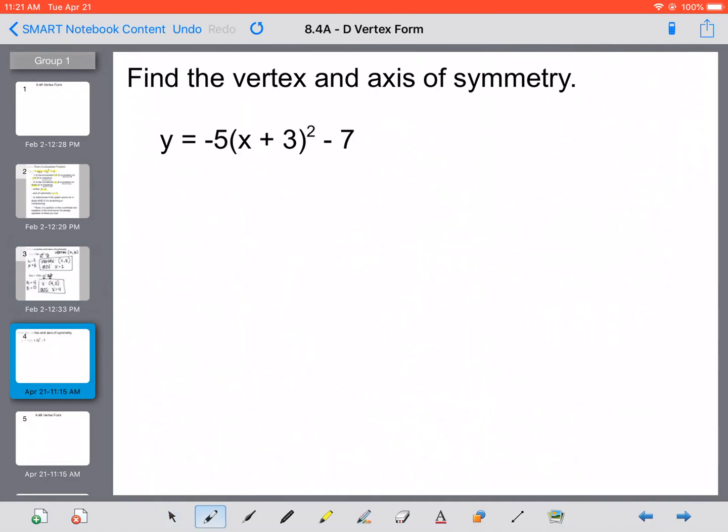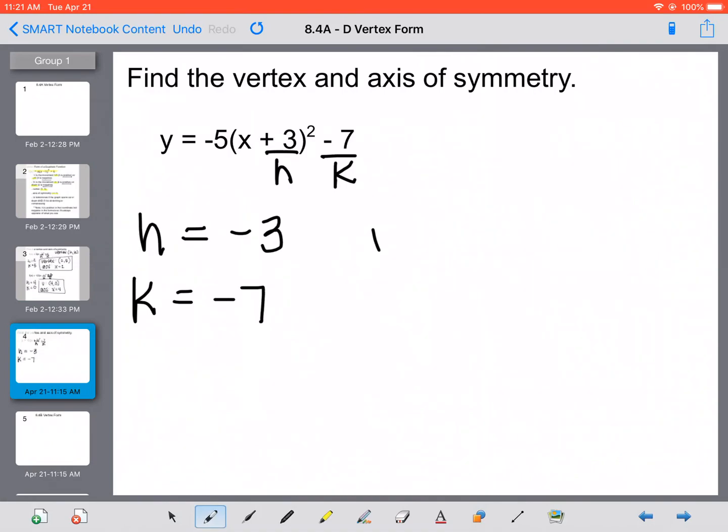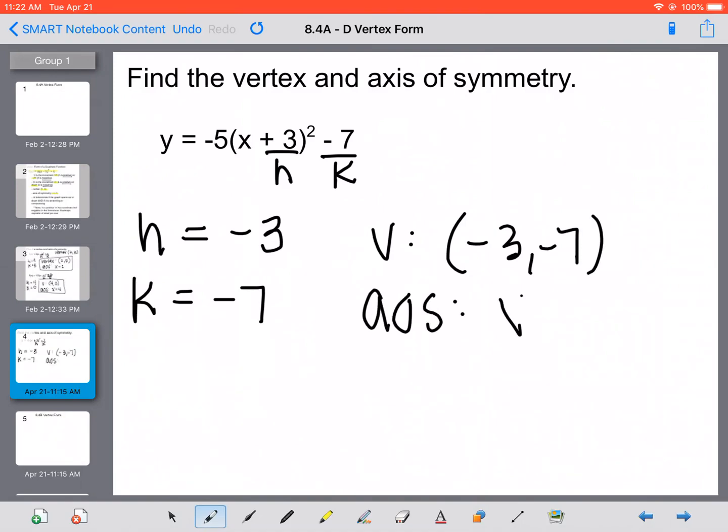So again, it's asking us to find the vertex and the axis of symmetry. Here is H and here is K. So H is opposite of what I see. I see a positive 3, so H is -3. And K is a -7, which means my vertex is -3, -7, and my axis of symmetry is the equation x equals -3.